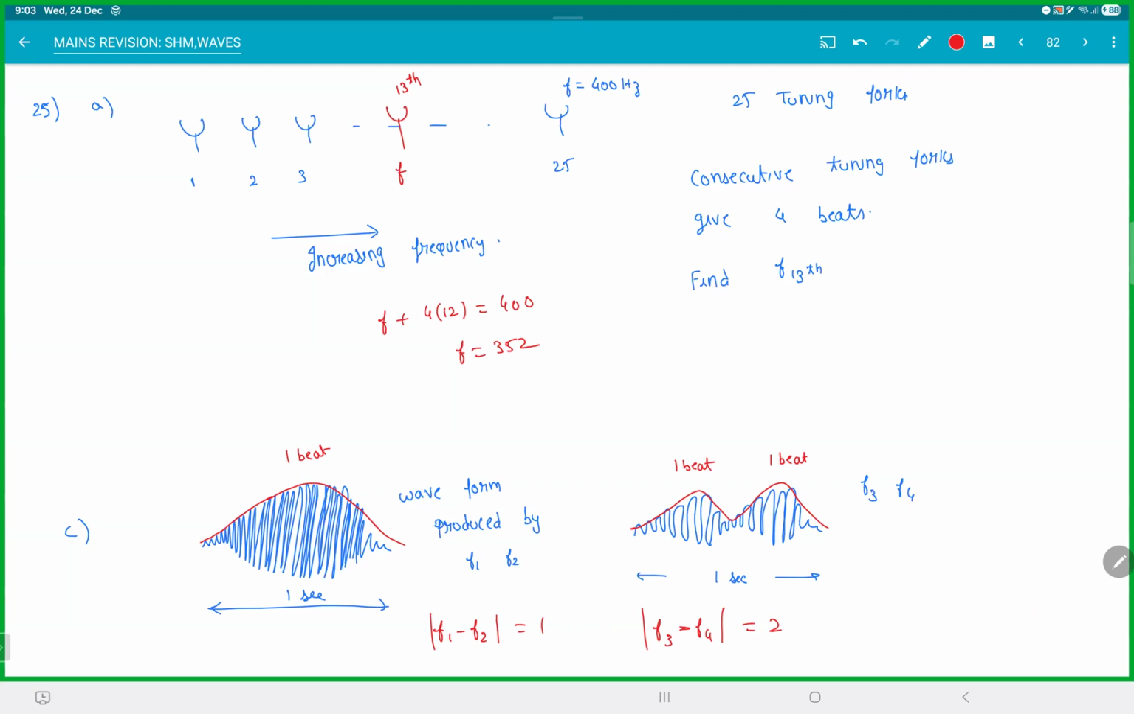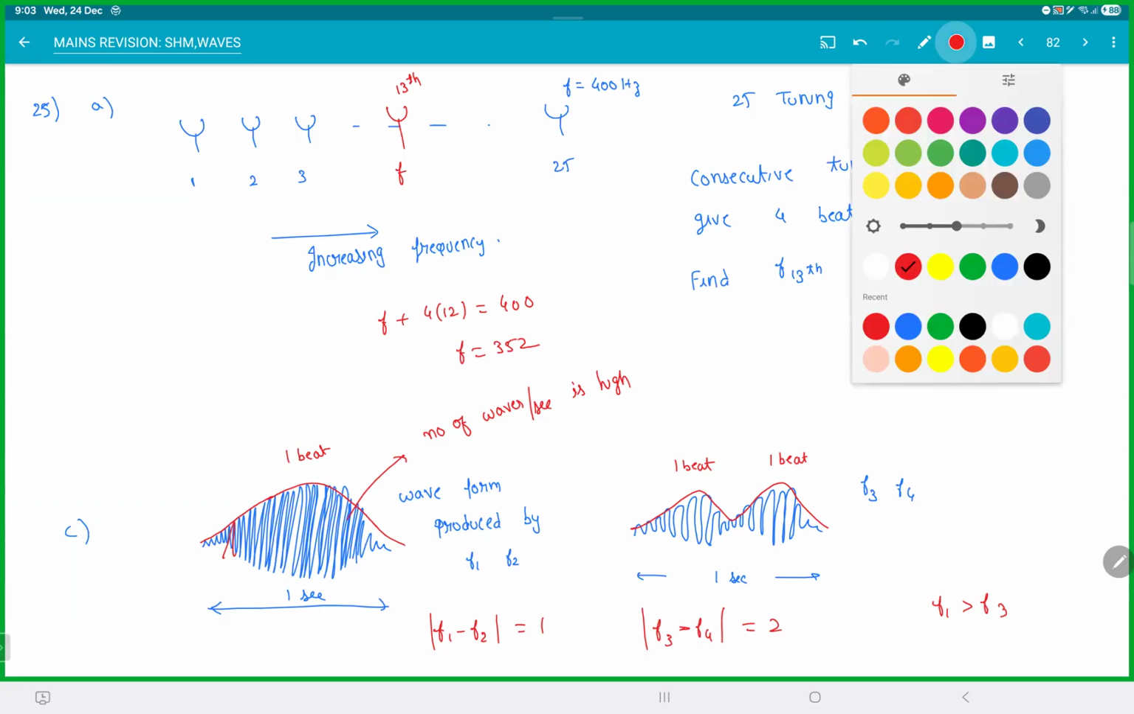And how do you compare F1 and F3? Look at the number of waves. This thing is so dense. You have a lot of waves in 1 second here, and a smaller number of waves in 1 second there. You're getting it? The number of waves here is pretty high, it's highly dense. So this must be created by very high frequency waves. So F1 must be greater than F3.